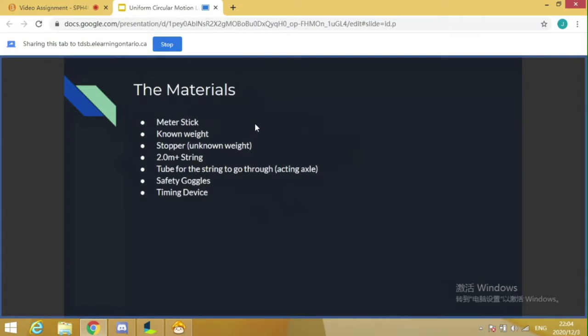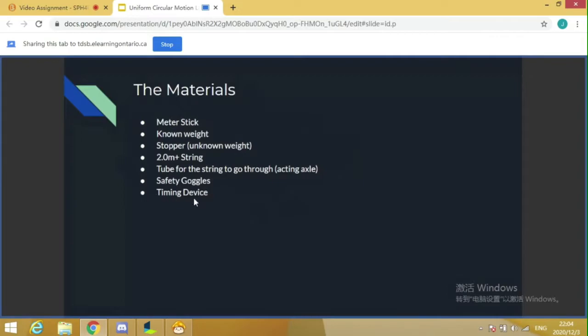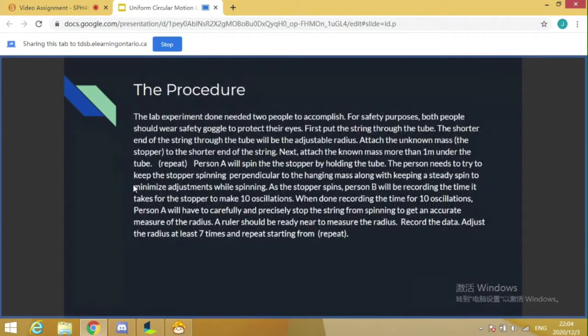So for the materials, you'll need a meter stick, a known weight, a stopper, which was the unknown weight, a minimum of 2 meters of string, a tube, safety goggles, and a timing device. For the procedure, the live experiment needed 2 people to accomplish, so that's why I had a lab partner. For safety purposes, both people should wear safety goggles to protect their eyes.